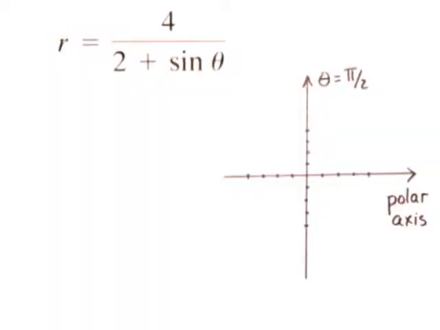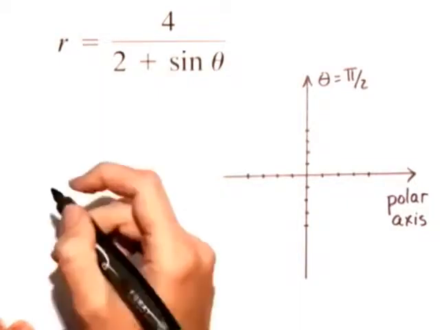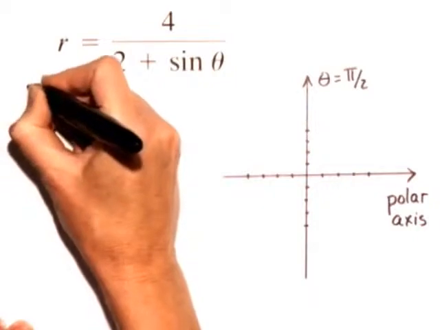For this problem, we'll identify the graph of the conic section, and then we'll graph the polar equation. We have r is equal to 4 over 2 plus sine theta. So our first step in graphing this is to write it in standard form.